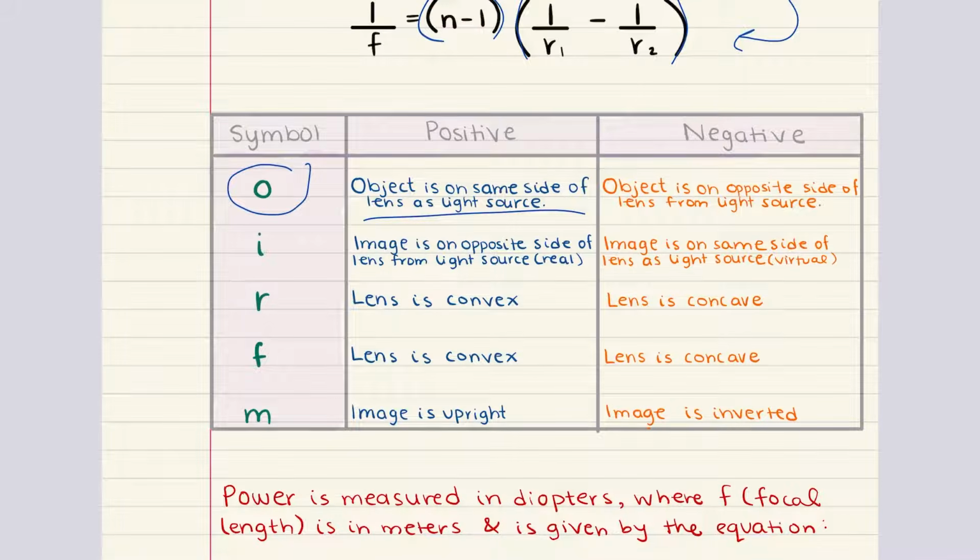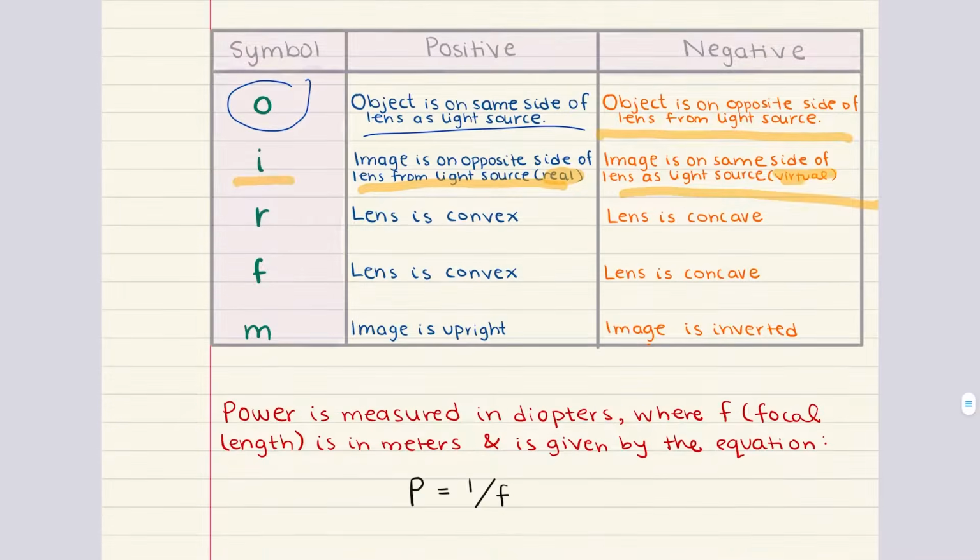A positive object distance indicates that the object is on the same side of the lens as the light source. A negative object distance suggests that the object is on the opposite side of the light source. What about for image distance? A positive image distance indicates that the image is formed on the opposite side of the lens from the light source, making it a real image. A negative image distance means that the image appears on the same side as the light source, and that indicates that it is a virtual image.